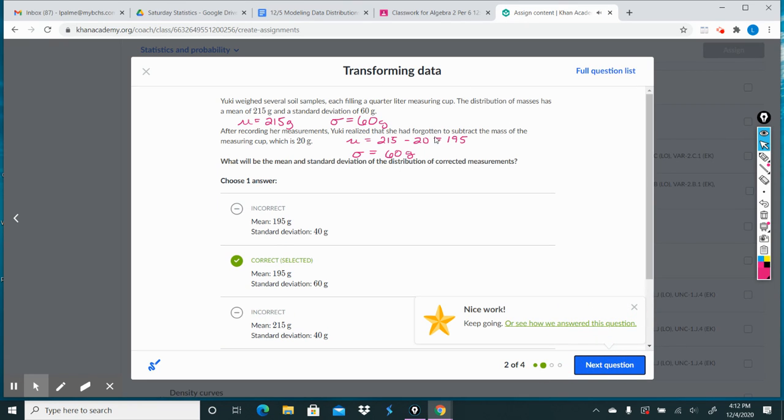And that's a little bit of information on transforming data. So remember, when you're adding or subtracting, your standard deviation normally does not change, but when you're multiplying by a scale value, it's going to change both the mean and the standard deviation.